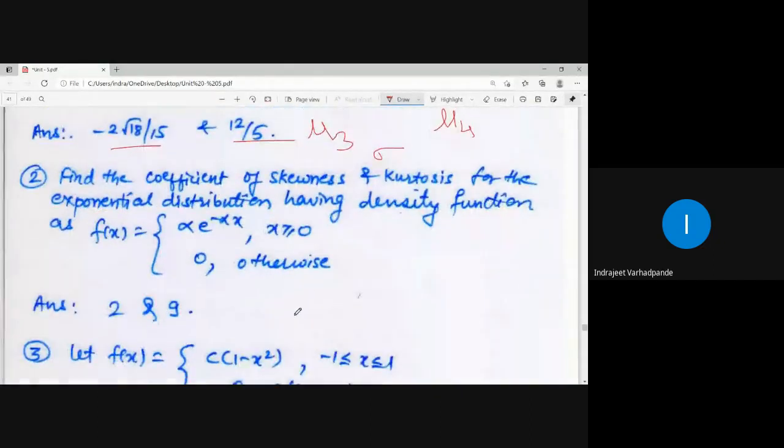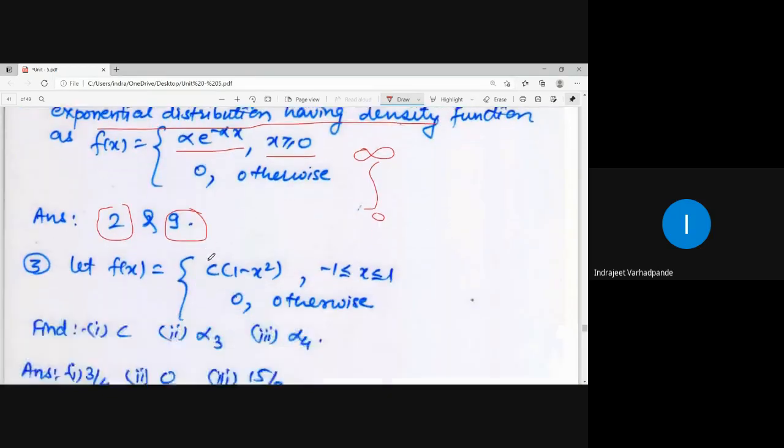The other example which is again familiar is find the coefficient of skewness and kurtosis for the exponential distribution having density function alpha into e to the power minus alpha x, x greater than or equal to 0. This is called a distribution of the exponential form given by alpha into e to the power minus alpha x. So skewness and kurtosis will be obtained. Both values are positive. X greater than or equal to 0 means the limit of integration will be 0 to infinity.